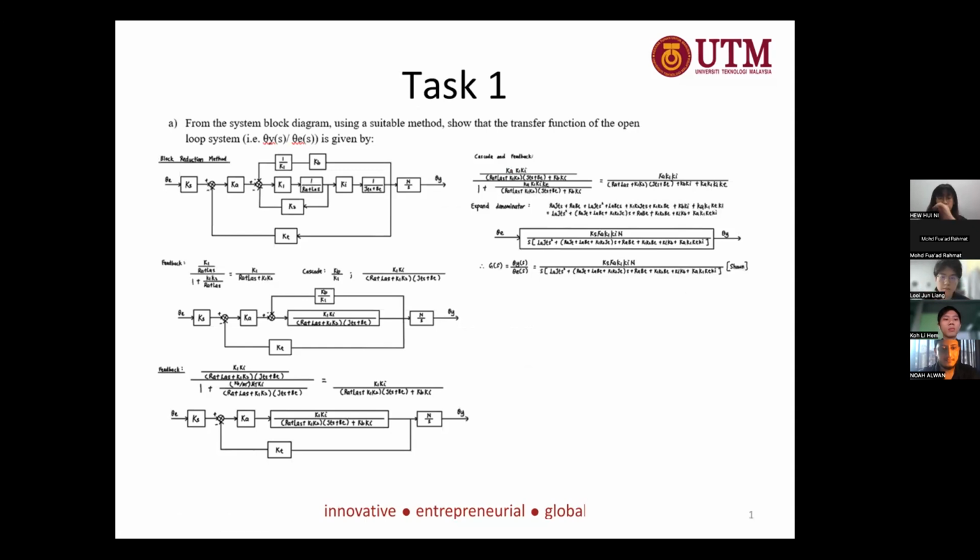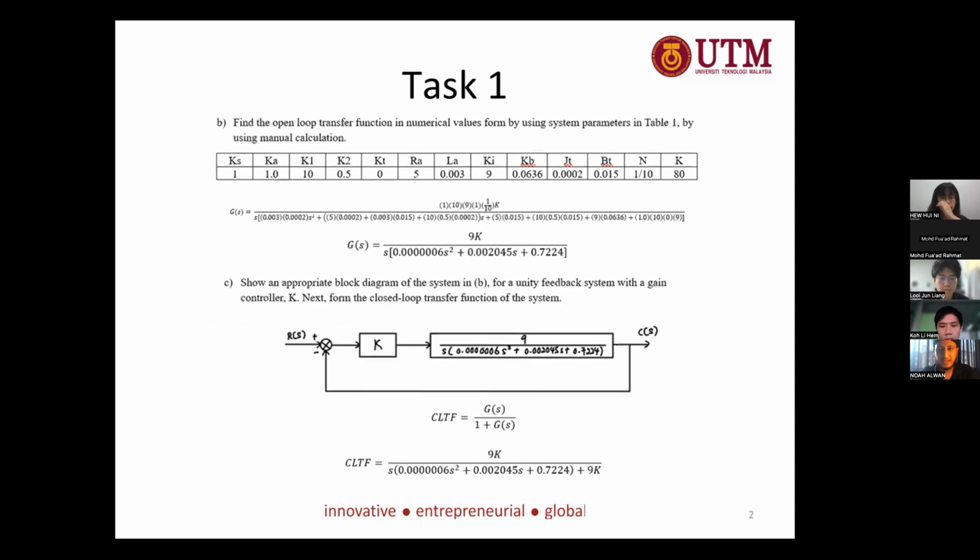I will be presenting task 1 and task 2 in this project. For task 1, question A, I use the block reduction method to show the equation of the transfer function of the open loop system. This table shows the values that were assigned to our group. I substitute all the values into the equation to get G(s). Then I created a block diagram for a unity feedback system with a gain controller, and I formed the closed loop transfer function using the formula G(s) over 1 plus G(s).